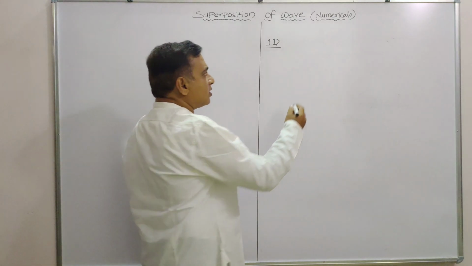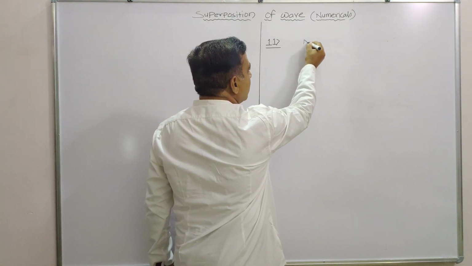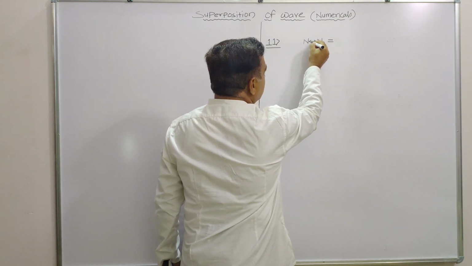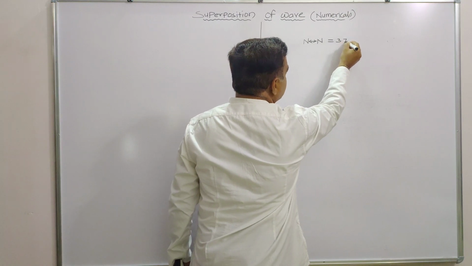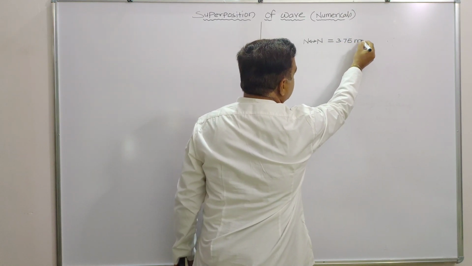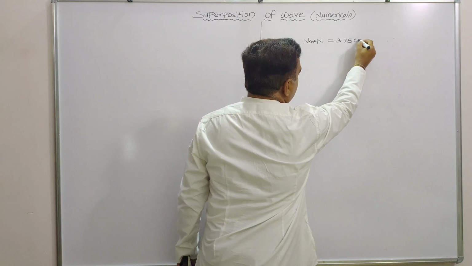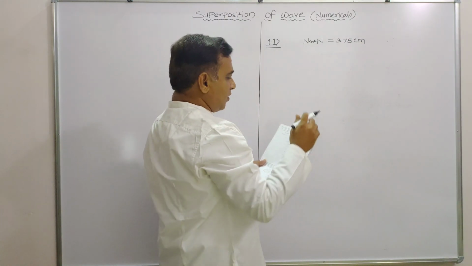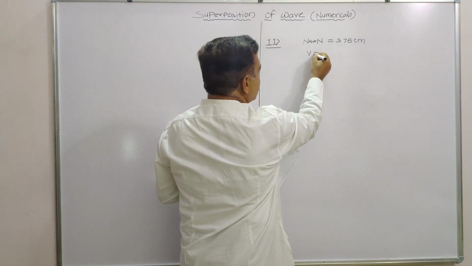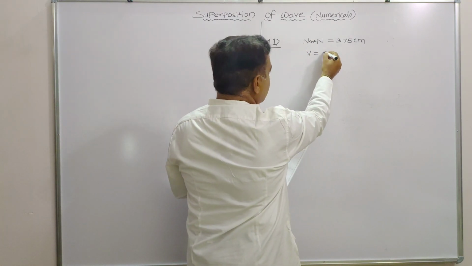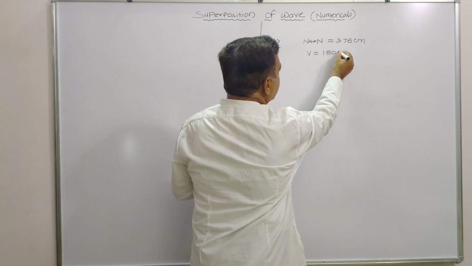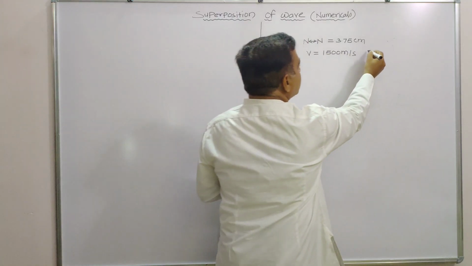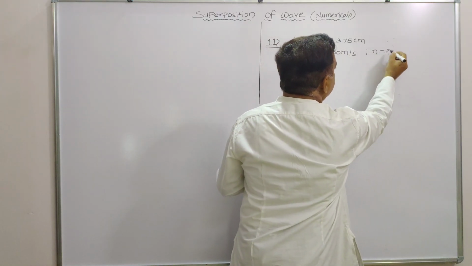Okay, we need to find the frequency. What is given? The distance between two nodes is given: 3.75 meter, sorry, centimeter. It is given in centimeter. The next factor, velocity, is also given. Velocity is equal to 1500 meter per second. We need to find the frequency.